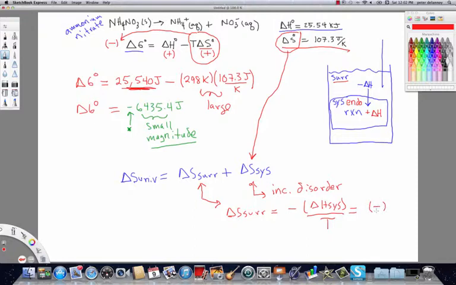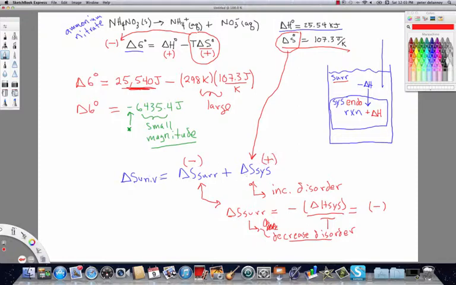It's a negative number. And that means that what happened out here in the surroundings was a decrease in disorder. And that's not a good thing. So this was actually negative, and the system is actually positive.